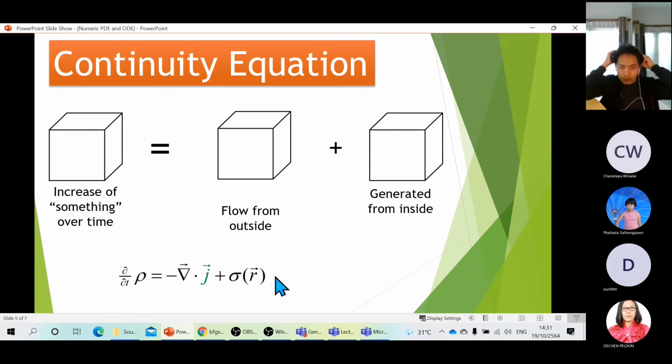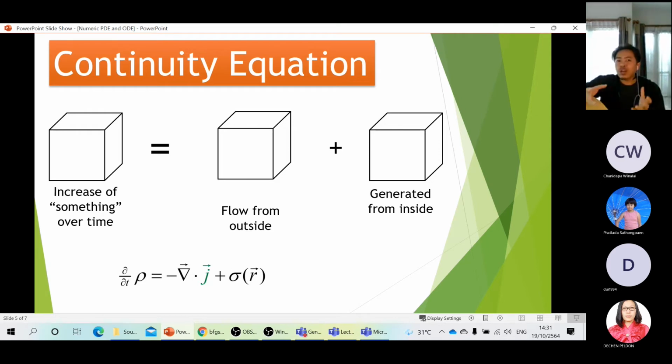What do they mean? Okay, I can summarize the big picture of this equation using that animation here. On the left, we have a box. Just imagine very small and tiny boxes, small volume. And I want to focus on something that's inside the box.